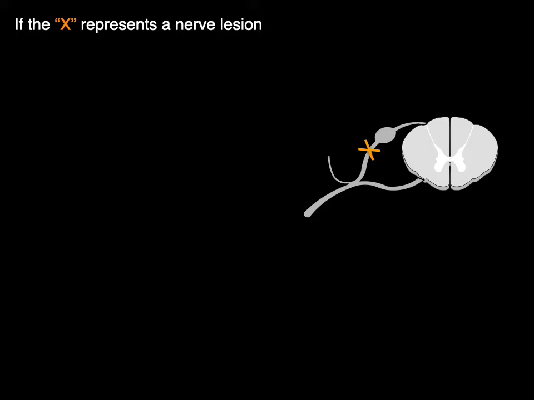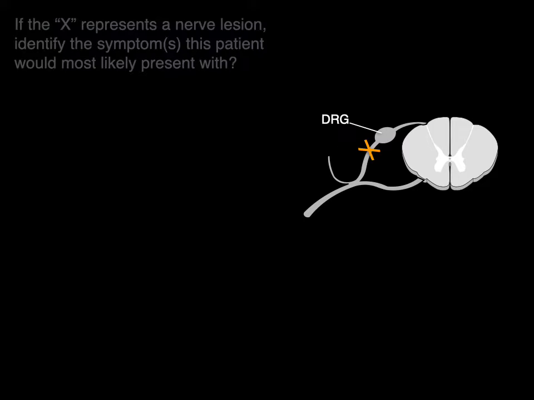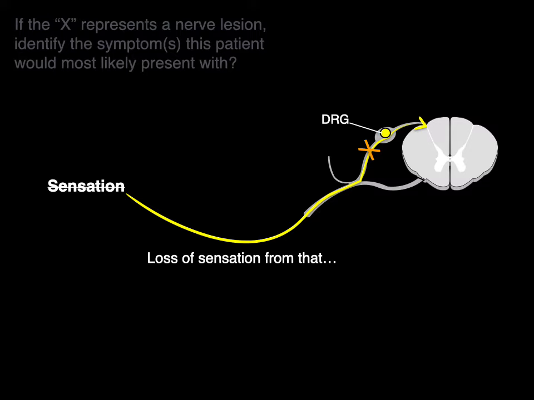Let's do it another way. If the X in this picture represents a nerve lesion, then identify the symptom or symptoms this patient would most likely present with. Well, that is the dorsal root ganglion, which means that's a dorsal root. They only contain sensory neurons, so if you knock out the dorsal root, you knock out all sensory neurons, and therefore sensation is lost from that side of the body, from that segmental level.